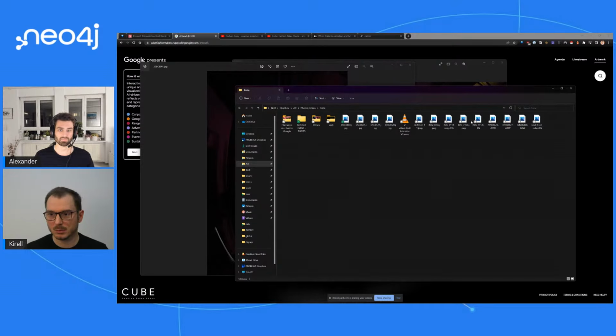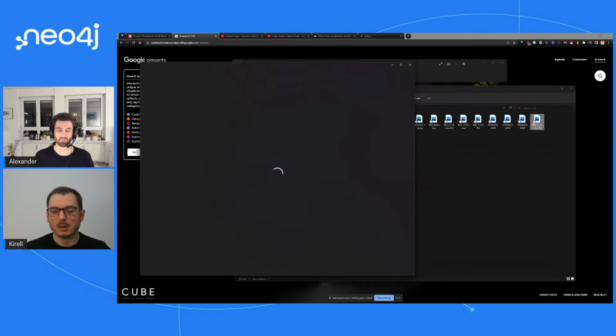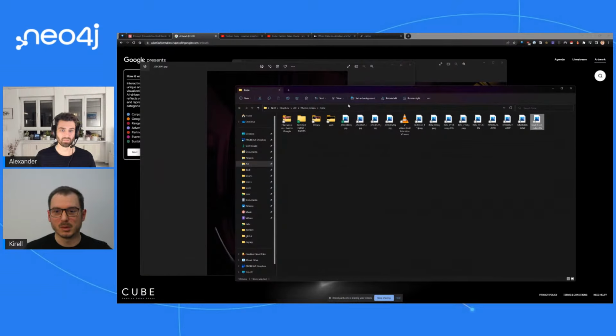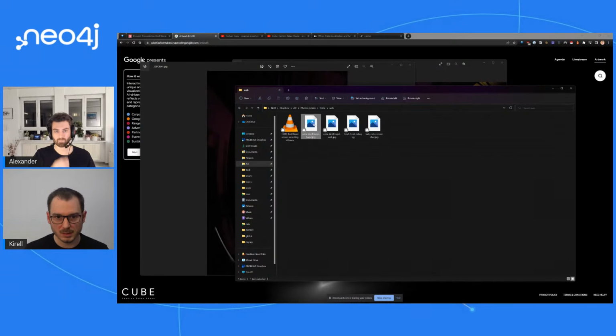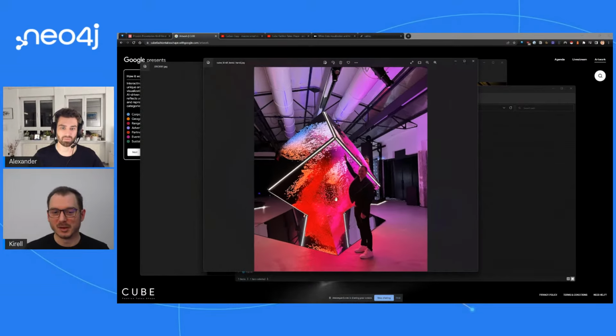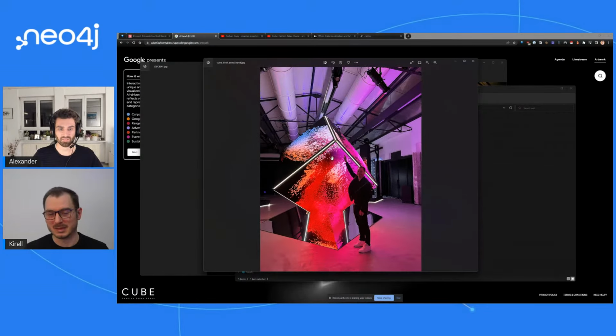I have a picture in front of the cube, and it really looks like more than 2 meters tall. So it's also the scale of the cube. Yes, okay, that's a good one. It's a big cube, and that's this projection mapping.